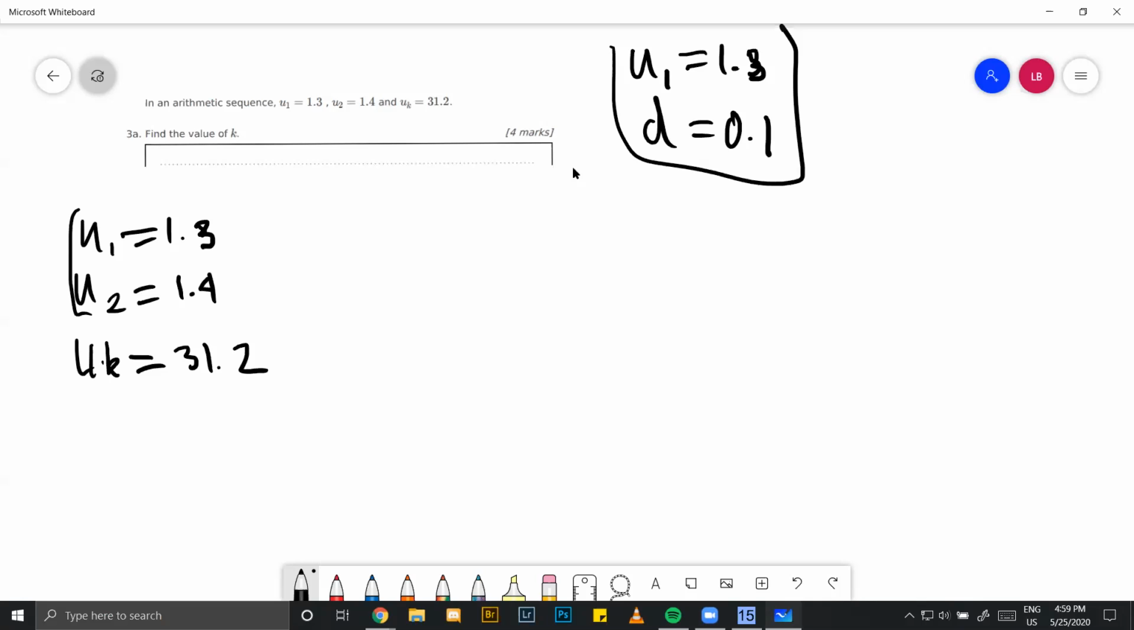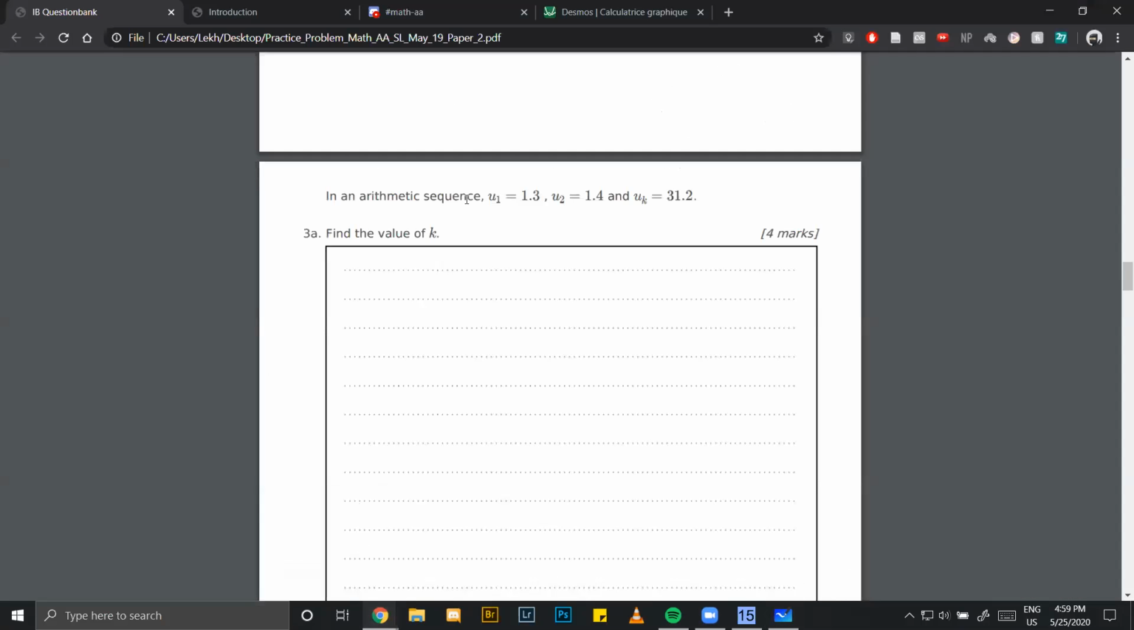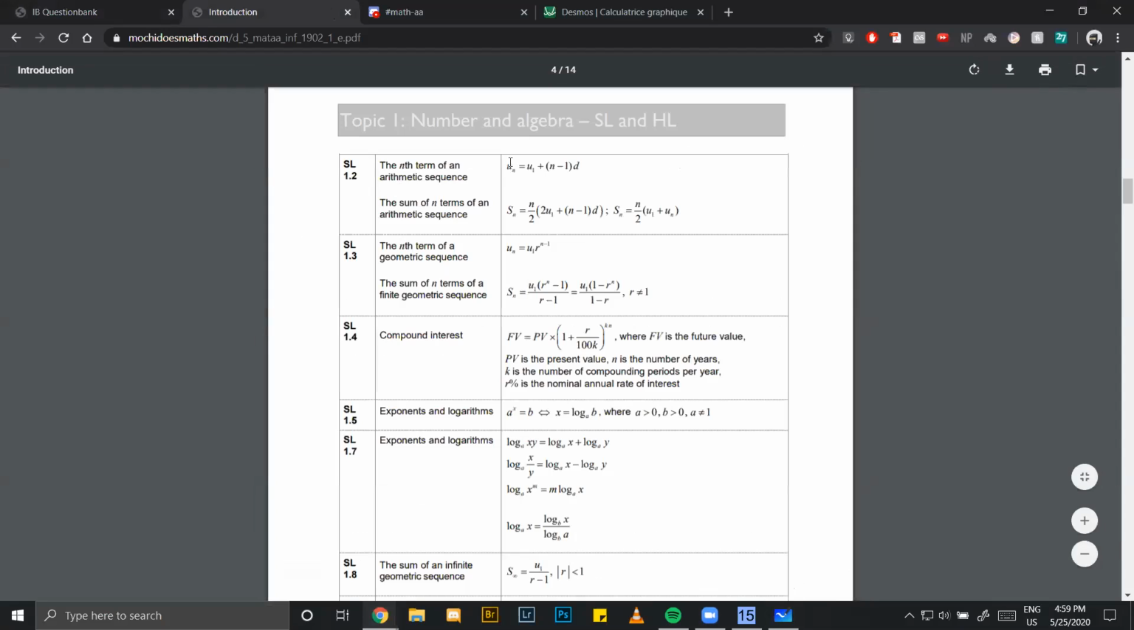And now what they want us to find, and they're telling us that the kth term is 31.2, is what k is. The way that we can do that is by looking at our definition for the nth term. The nth term is un equal to u1 plus n minus 1 times d.